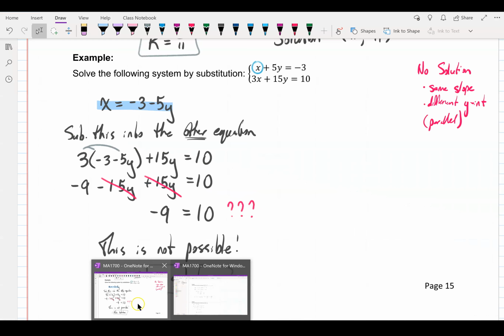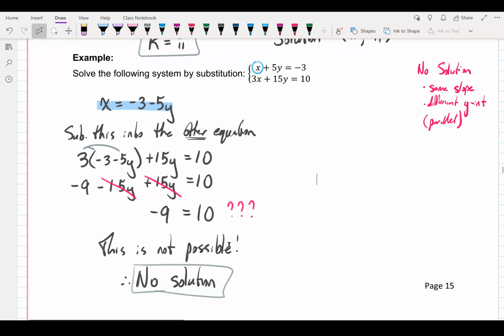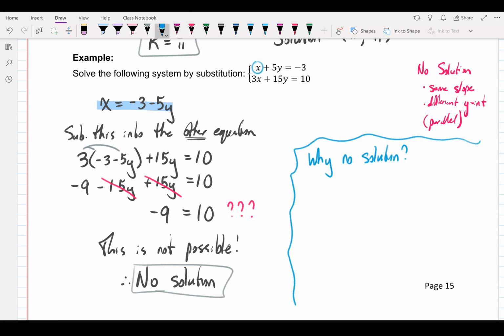All right. And if we wanted to double check that the slopes are equal, just as a little check, a little side note here, why no solution? Well, we can see they have different y-intercepts. Let's just rearrange them. If we rearrange this, we get 5y equals negative x minus 3. Divide both sides by 5, we get negative 1 over 5x minus 3 over 5. This is my slope. This is my y-intercept.